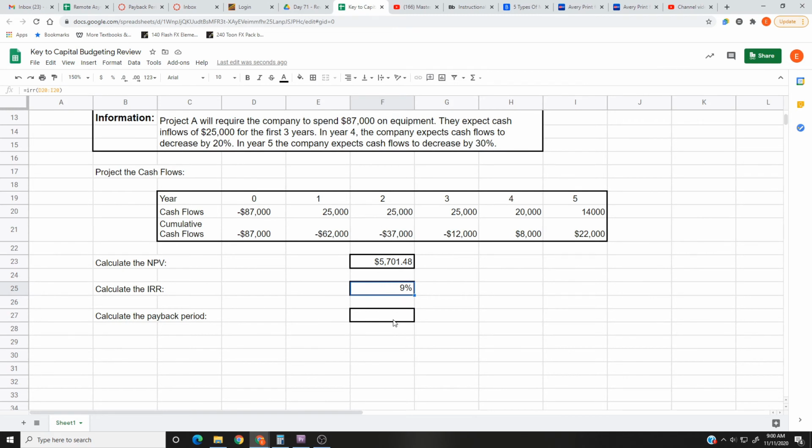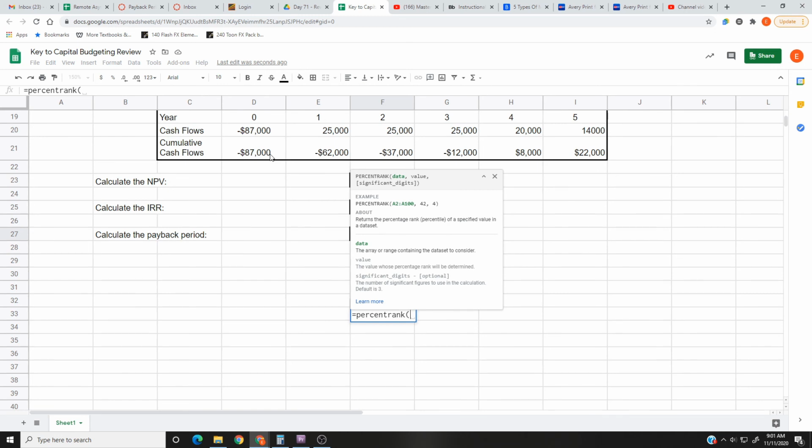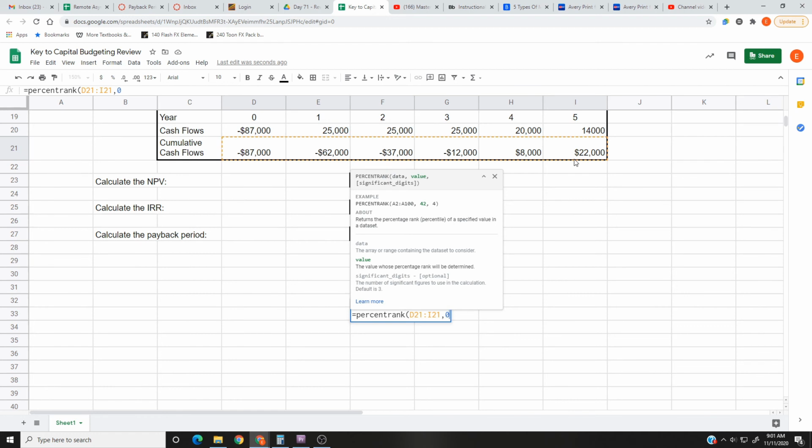That makes sense. All right, so calculate the payback period. All right, so this is a long one. It's equals PERCENTRANK parentheses. And then what we do is we actually use this bottom row here. We're going to include this entire bottom row. And the question is, when does this bottom row get to 0? All right, so I'm going to put 0 because that's when I want to know when it becomes positive. 0 is where it turns into positive.